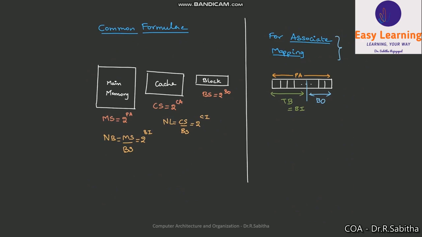This is how associative mapping works, and you have to understand the components of your physical address. The physical address has n bits, where the least significant bits will be your byte offset, which will be used for identifying the words, and the most significant bits will be your tag bits, which is nothing but your block index. Hope you have understood how associative mapping works.